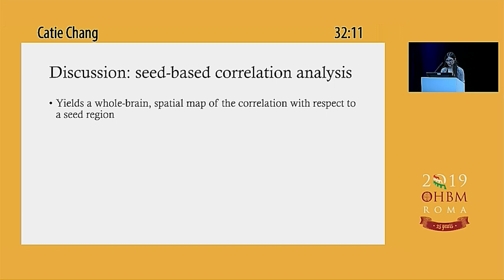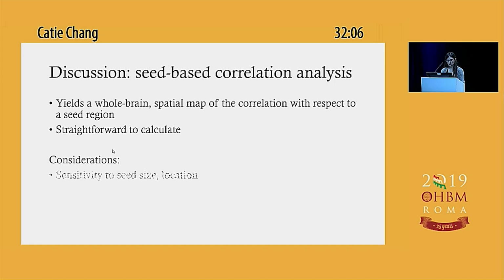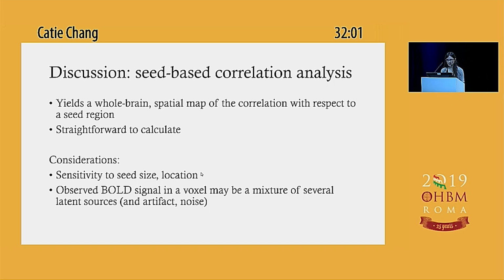And so it is straightforward to calculate, in a sense where we're just taking correlations. But some considerations include the sensitivity to the seed size and placement, and also that if we're looking at just the observed BOLD signal in a voxel and using those to compute our correlations, that can be a mixture of several different underlying sources, not just artifacts and noise, but also different neural sources which aren't explicitly separated. And we now know this. We have this complex picture. There could be overlapping networks and so forth. And so seed-based analysis doesn't really explicitly account for that.